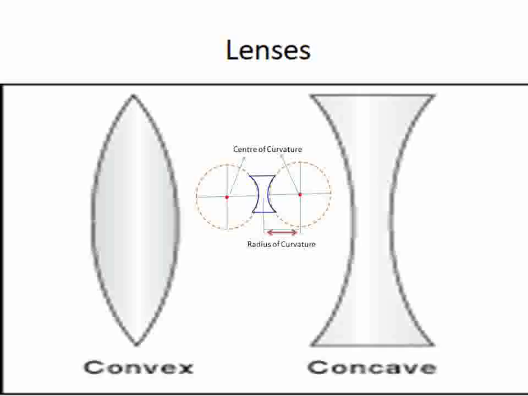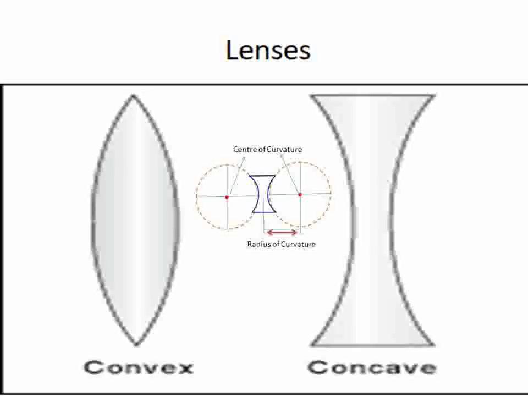Let us start today with lenses. Lenses are optical devices made of a transparent medium having curved surfaces. There are two types of lenses: one is convex, another is concave. In the convex lens, we can observe the surfaces are in such a way that they are thick in the middle and thin at the edges of the lens.